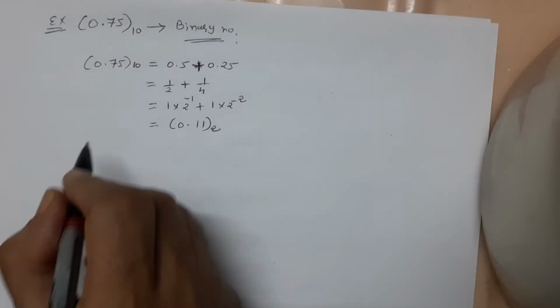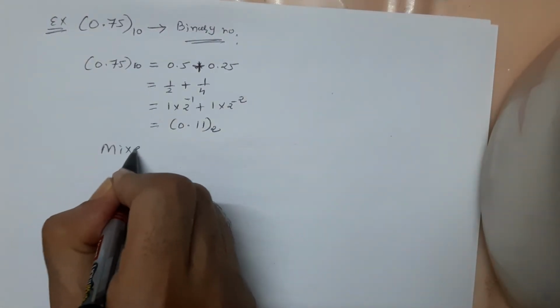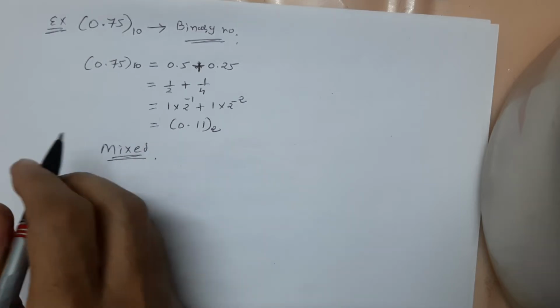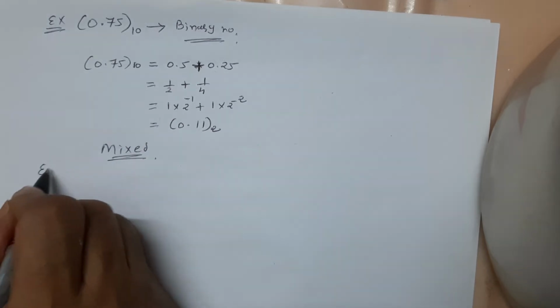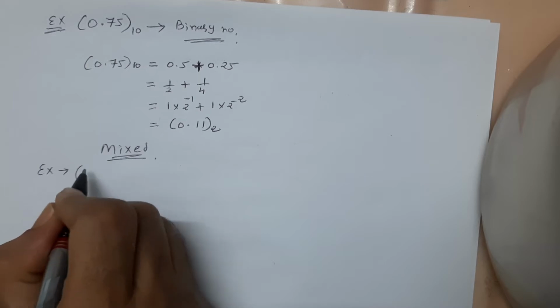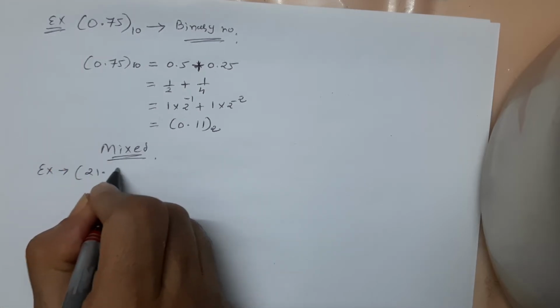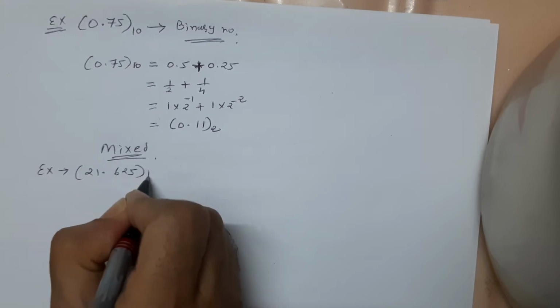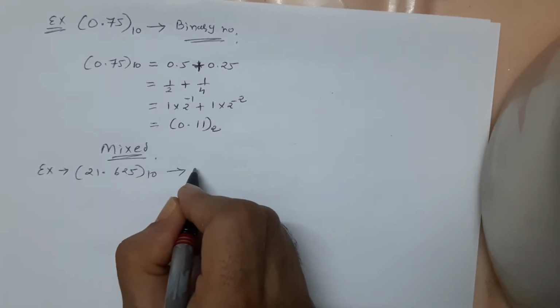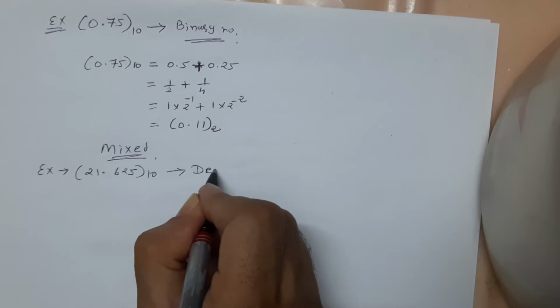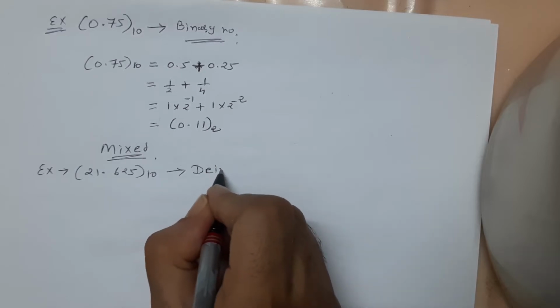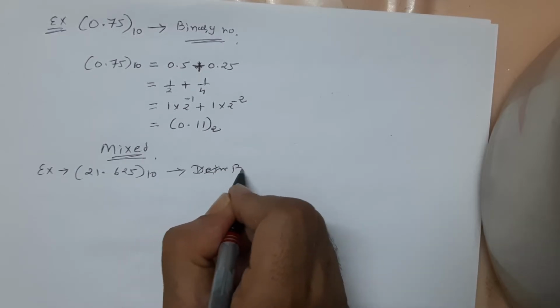Now if we mix, the example is 21.625 decimal, convert this into the form of binary.